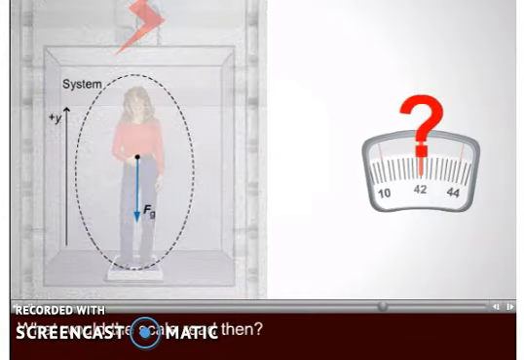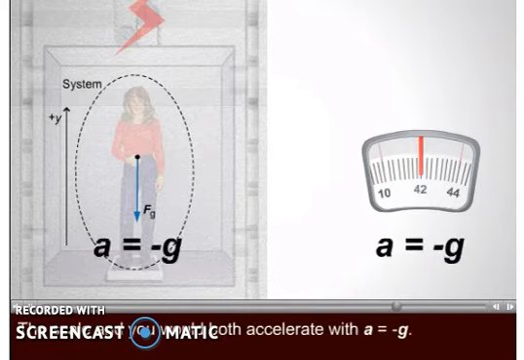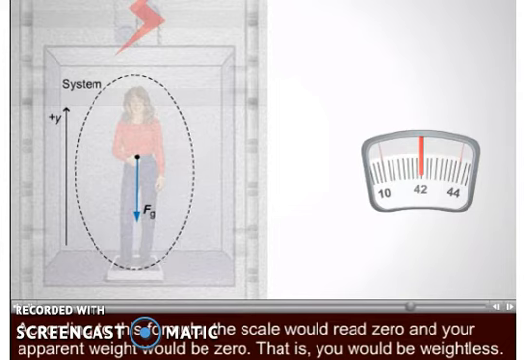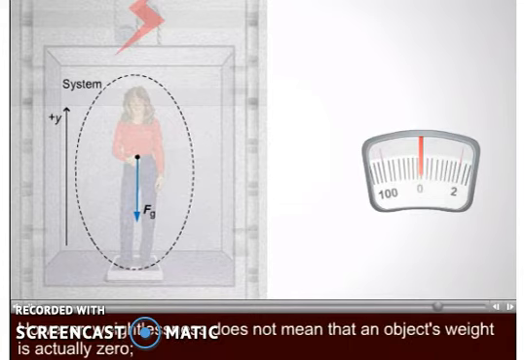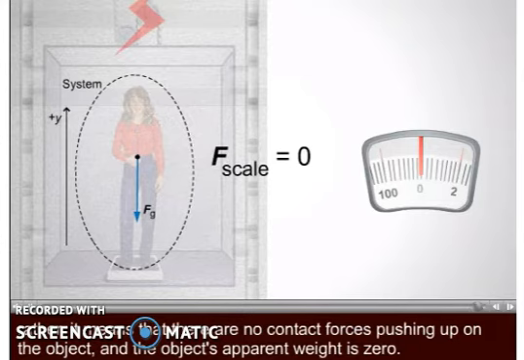What would the scale read then? The scale and you would both accelerate with a equal to minus g. According to this formula, the scale would read 0, and your apparent weight would be 0. That is, you would be weightless. However, weightlessness does not mean that an object's weight is actually 0. Rather, it means that there are no contact forces pushing up on the object, and the object's apparent weight is 0.